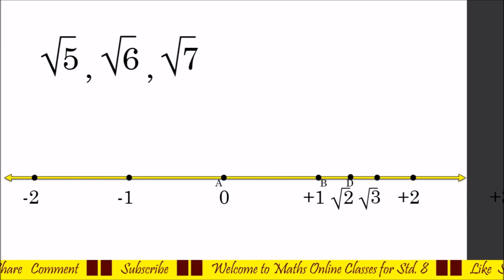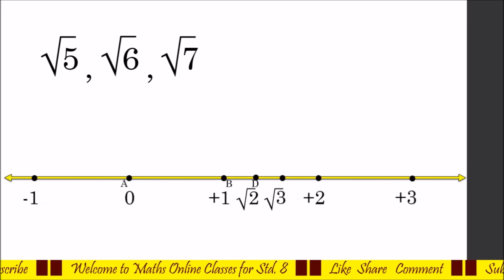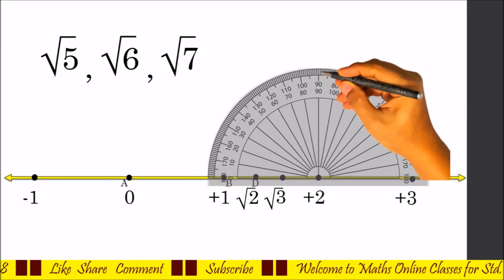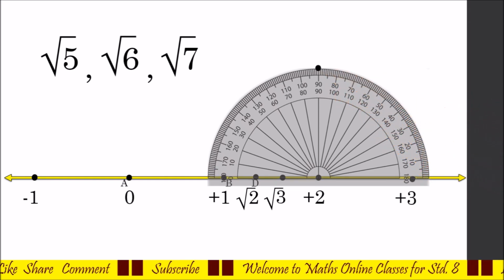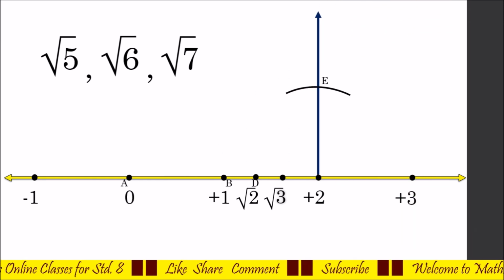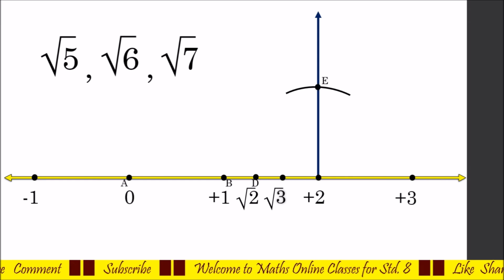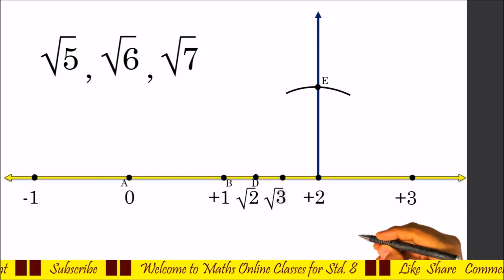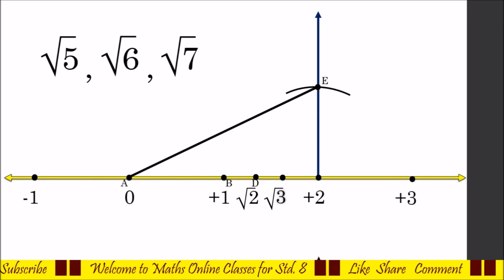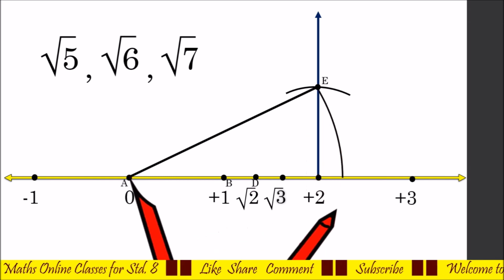To show these numbers on the number line, we move on the number line. Take a protractor on positive 2. Take a point at 90 degrees. Draw a perpendicular ray. Draw an arc which measures 1 unit. Mark the point E. Join these points A and E. Take a compass with appropriate span. From point E, draw an arc on the number line.